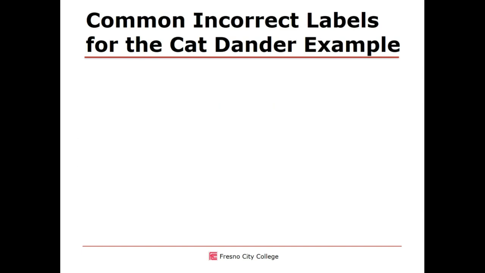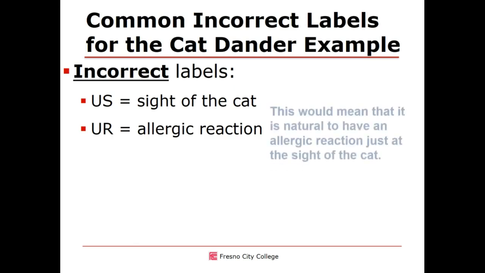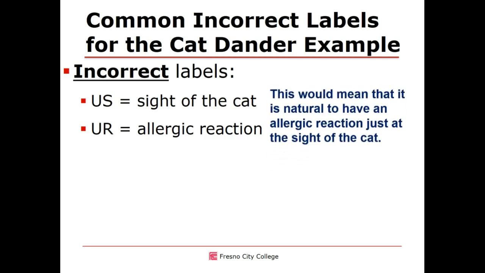Here's another example of incorrect labels for the cat allergy example. In this one, the student identified the US as the sight of the cat and the UR as the allergic response. By labeling this unconditioned, this would mean that it is natural to have an allergic reaction just at the sight of the cat. An allergic reaction is the body's response to an allergen inside the body. Just seeing a cat will not naturally cause an allergic response.